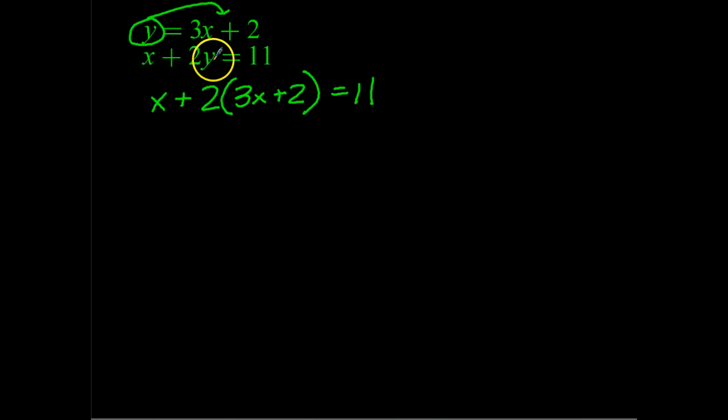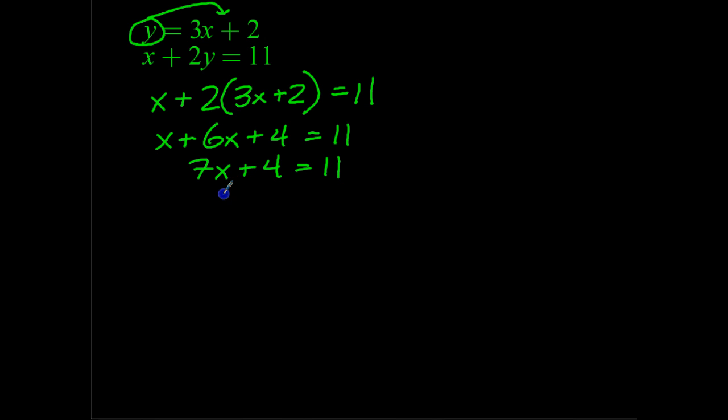The reason I can do this is because this y here is the same as this. This represents the same number. I get this number by doing this, so I can plug this in here. Then I'm going to distribute. So I get 6x plus 4 is equal to 11. I'll combine terms. So I get 7x plus 4 is equal to 11. Subtract 4, I get 7x is equal to 7. So x is equal to 1.